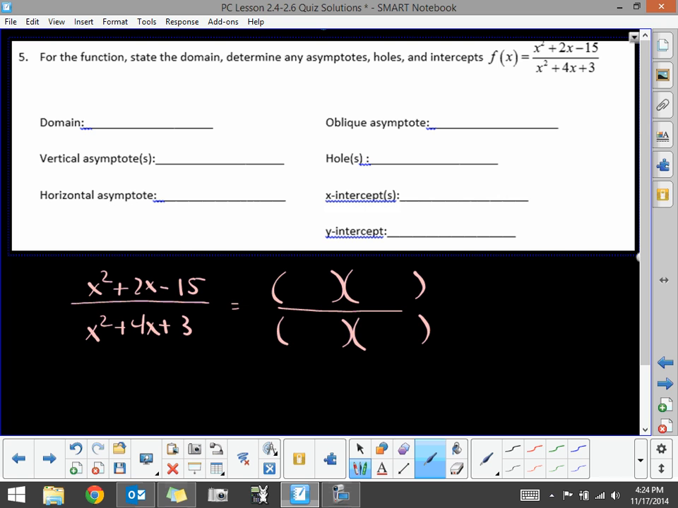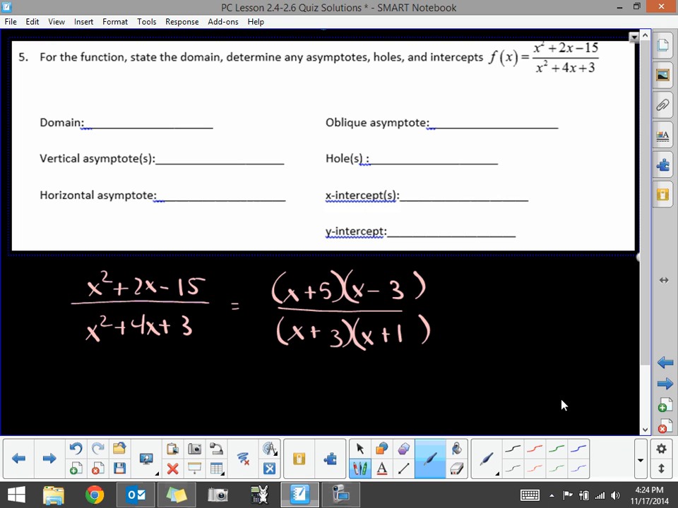So x and x, plus and minus factors of 15, that'll give me a plus 5 minus 3. And also on the bottom, it's x and x. The factors have to both be positive, and we want a 3 and a 1. Once I have it in factored form, I can locate the information I need.